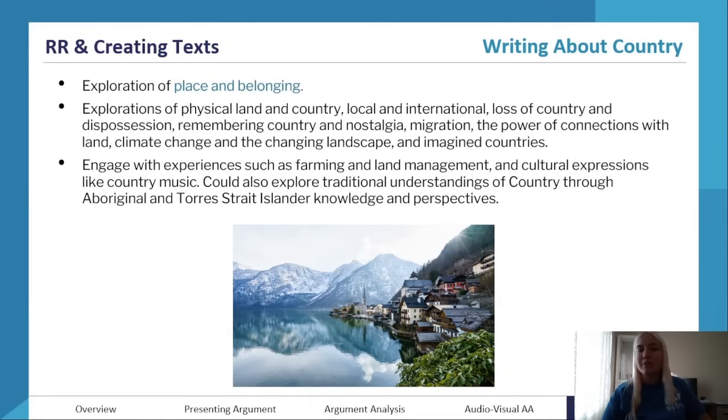Okay, so let's just redefine our frameworks. Writing about country is your explorations of place and belonging. Now, for some writing ideas, go to the creating text lecture for a lot of detail about this, but just generally, there's still a lot you can write about. Physical land and country, local and international travel, loss of country, dispossession, migration, remembering country, nostalgia, Indigenous people's connections to land and country, and even modern concepts like climate change and the changing landscape, or futuristic concepts like an imagined country, traveling to a non-existent place, making up your own country, basically.